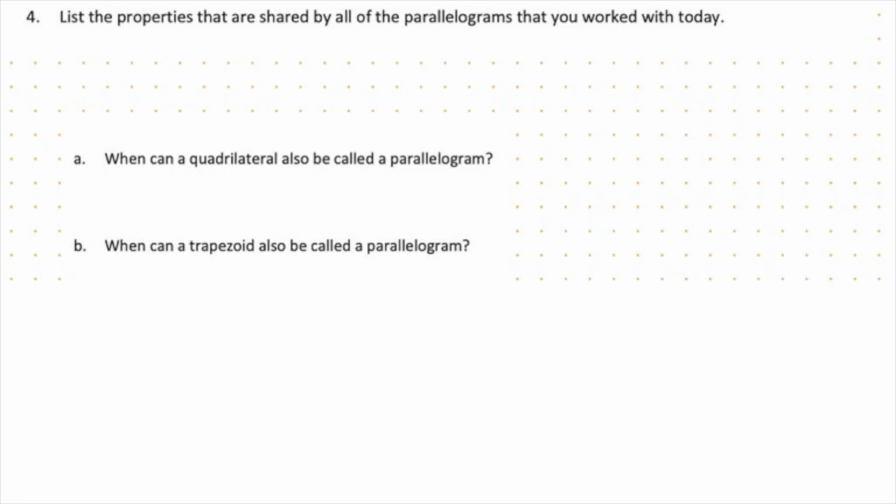Excellent job and welcome back. 4A. When can a quadrilateral also be called a parallelogram? B. When can a trapezoid also be called a parallelogram? Great questions. You know how to solve them. Find the properties of each, compare them, and answer the best you can. When I say go, push pause, write these answers clearly on your paper. Ready? Go.